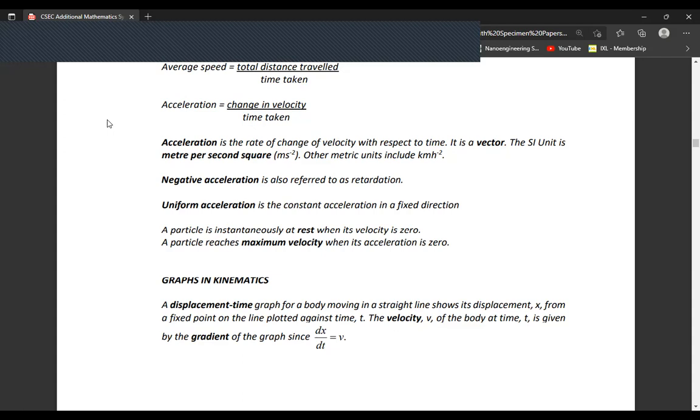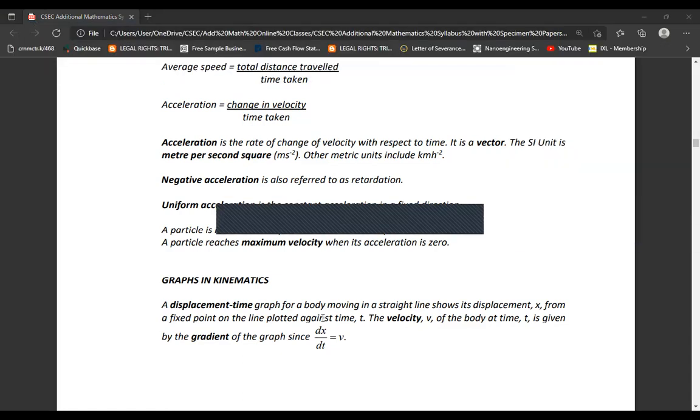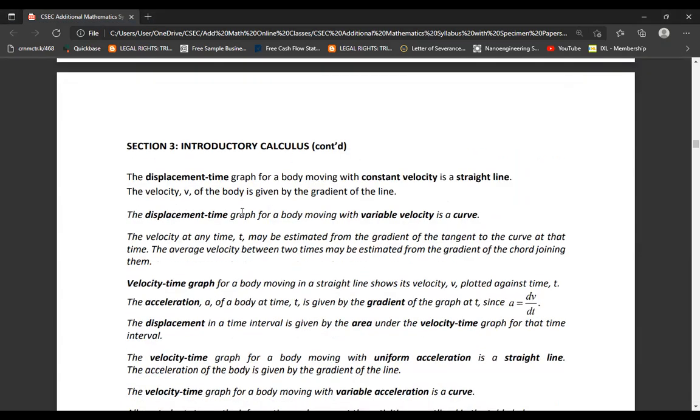Because, like I said, it's only the 2021 paper where you weren't required to draw the graph on graph paper. Every other year, you had to do that. So that's why it's very important. Right, so I just want you to note one thing. According to your syllabus, there are two main graphs that they want you to know. Displacement time graph, we're going to do that just now, and velocity time graph.